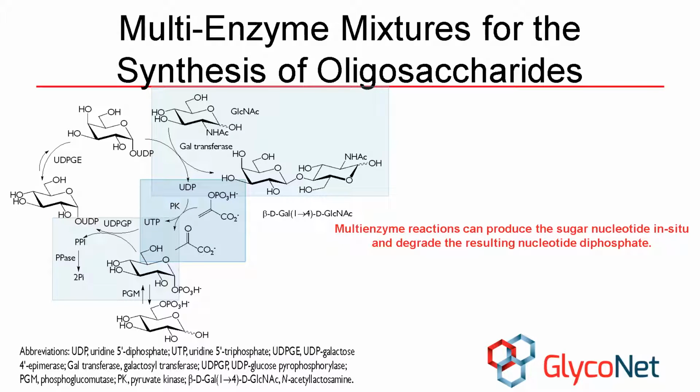Multi-enzyme reactions alleviate the pressures and high cost of the starting sugar nucleotide and drive the enzymatic reactions to completion by removing byproducts that inhibit these reactions.